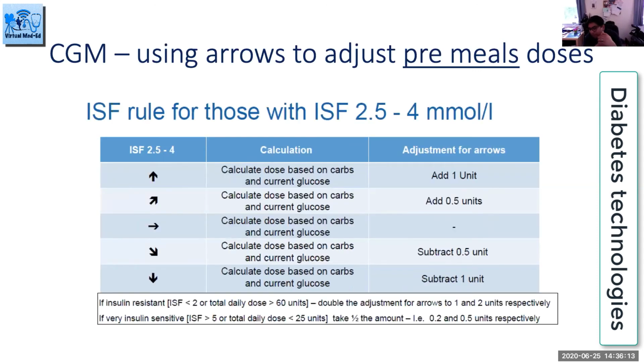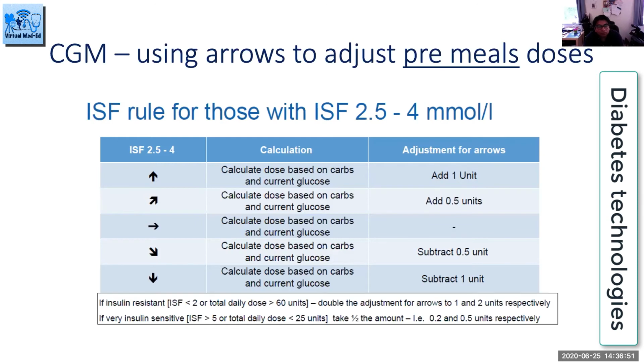Okay, so there are certain assumptions that you have to make for the ISF rule. Again, just to remind you: pre-meal, you're about to have a meal, sensor glucose is high, and I've got an arrow. I want to do a correction, but with that additional information from the arrow, what else do I need to do to safely navigate through once I've injected? So the assumptions are that for the adjustments, your ISF is anywhere between 2.5 to 4 millimoles, and your total daily dose is anywhere between 25 to 60 units per day.